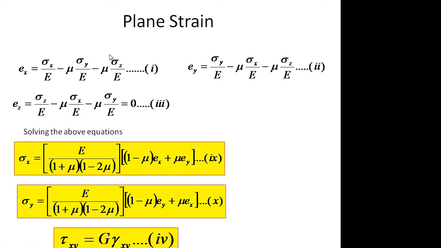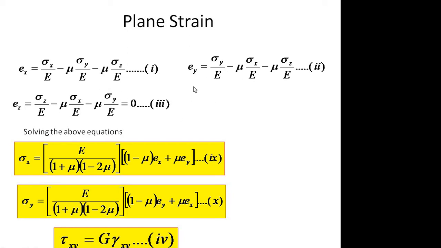So we can solve these three equations and we can find sigma x, sigma y. And remember, as per our definition, sigma z is not equal to 0. But we have not written the equation here. Since we are applying load along the x and y direction, the stress along the Z direction will be there, but it will be very small. So we are not considering it. Normally we will not consider it. So sigma z is also there.